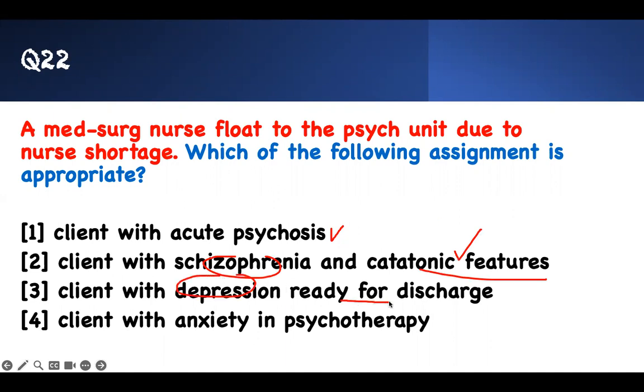Depression and ready for discharge, this is a trap. The Med-Surg nurse does not know what to tell this depressed patient, what to look for. Teaching is the most important aspect of discharge. If you are not specialized, you can't provide teaching. So the nurse cannot do anything. The only one is somebody with anxiety and psychotherapy. You're just seeing psychotherapy, talking about stuff, and probably need some medication, and the nurse will be able to provide it. So this one is less risky. It's good for the patient.